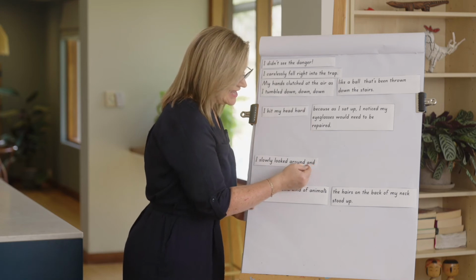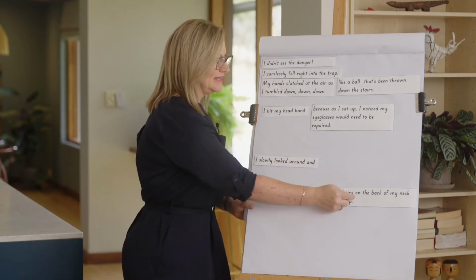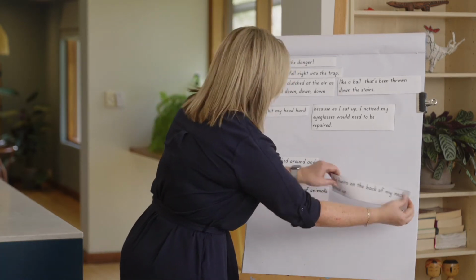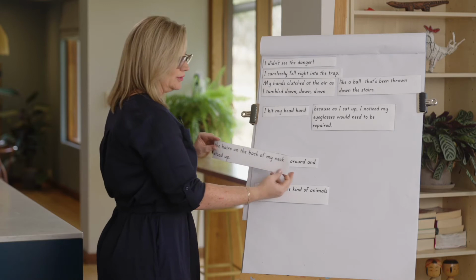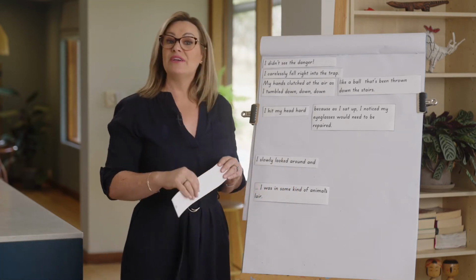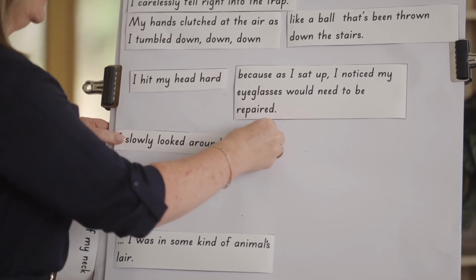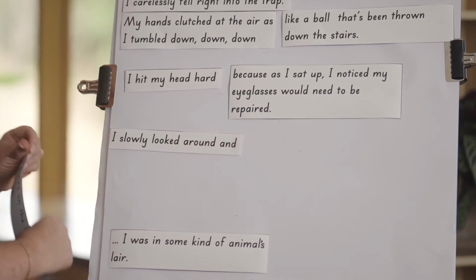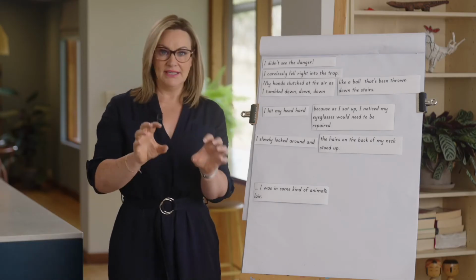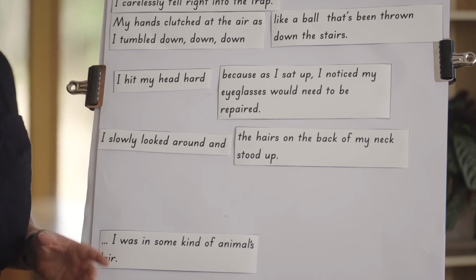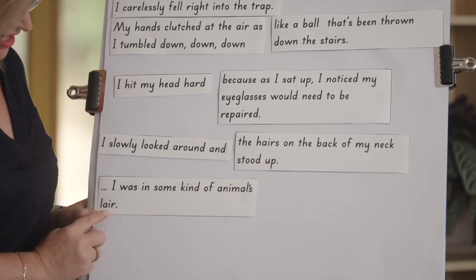Aha, this is my hint. And it's joining on to the next part. So even though it made sense for this to go first, and then this, the hairs on the back of my neck stood up. I slowly looked around. I can't do it that way because the author is telling me that this happens first, because here is my joiner. And I slowly looked around and the hairs on the back of my neck stood up. Dun, dun, dun. Why? I was in some kind of animal's lair.